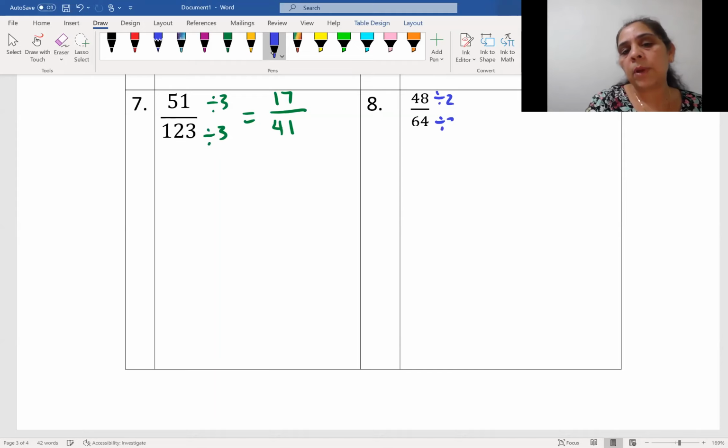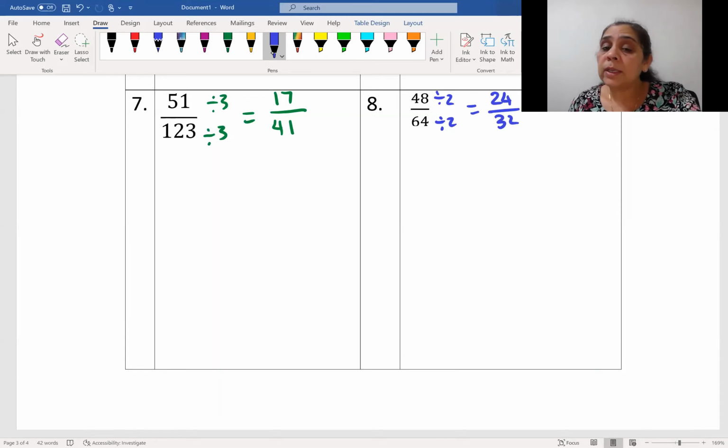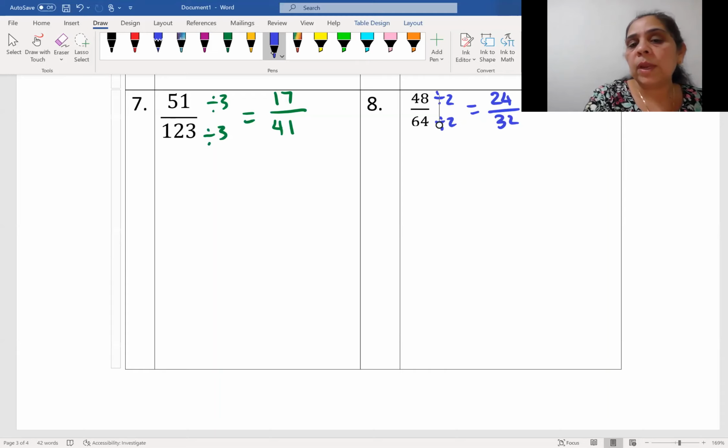So that means you divide by 2. 48 divided by 2 is 24. 64 divided by 2 is 32. Now, if you recognize, look at this, we have the 8 times table, right? 8 times 3 is 24, 8 times 4 is 32. So you can divide by 8, and you get 3 and 4, and that is your answer, okay?